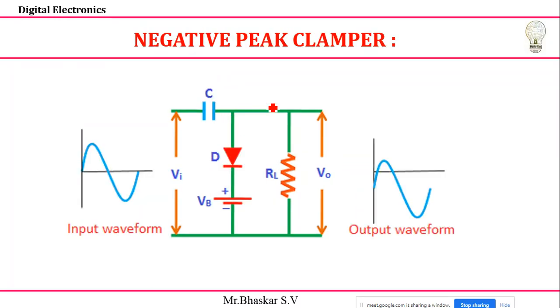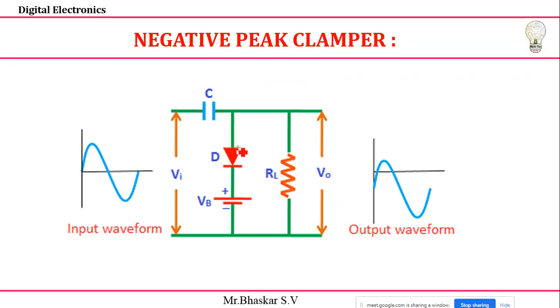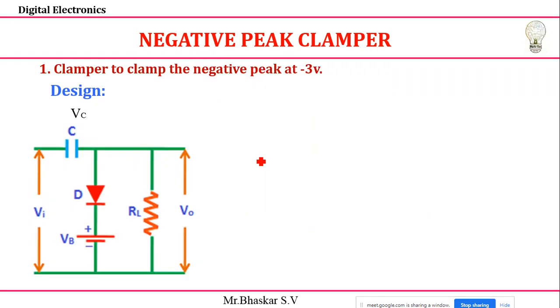Now the negative peak clamper circuit. Same thing, see what is the difference between here and here. First I had a cathode and anode, minus plus. Now I'm just changing the direction of this. So instead of this I'll take the anode positive, cathode, plus minus, that's all. The remaining components, the capacitor, load resistance, everything I'm going to take the same. Now what is my intention? Same thing. So this is my intention.